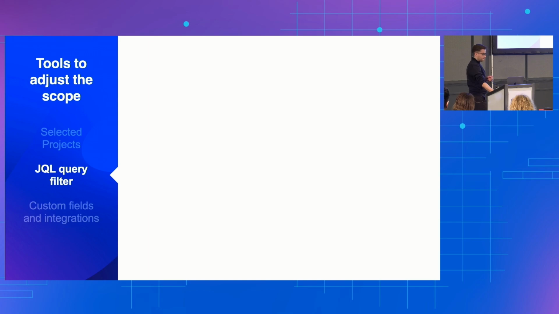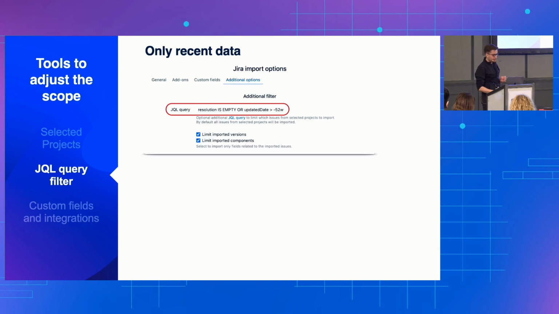The next very powerful tool to regulate the scope in your account is to use the JQL query filter, which is the same query filter as in your Jira instance. Import only the latest issues. You probably will not make a report on the story points created in 2017. So add these. This is the only way you can limit your issues by time. So please use this, and it will make your instance more lightweight and perform better.